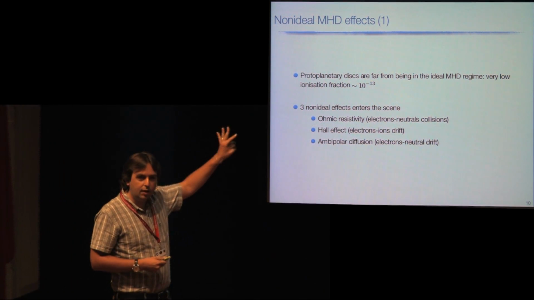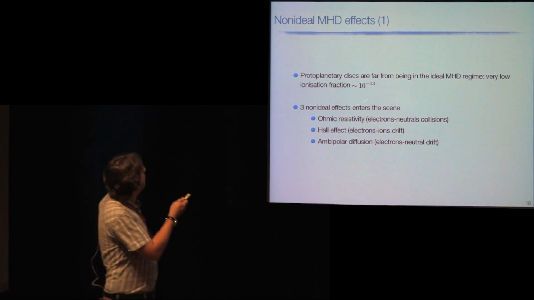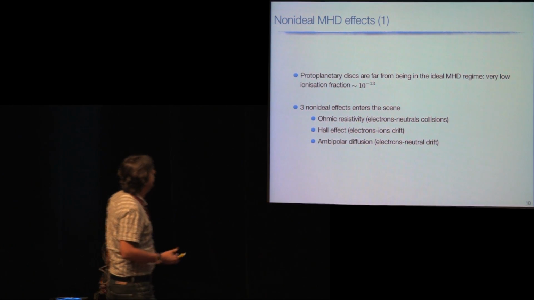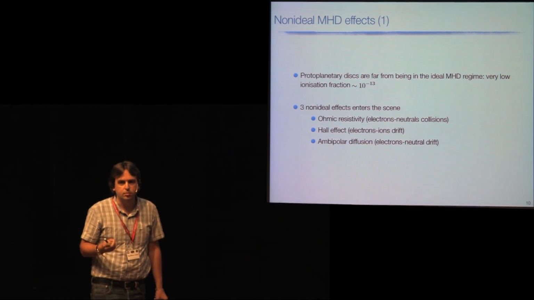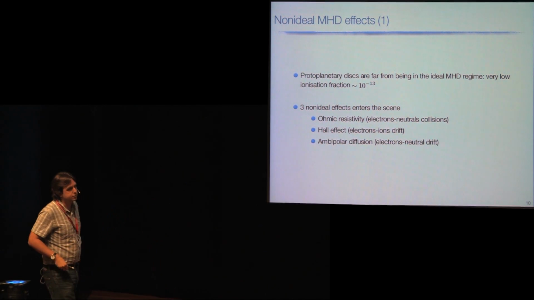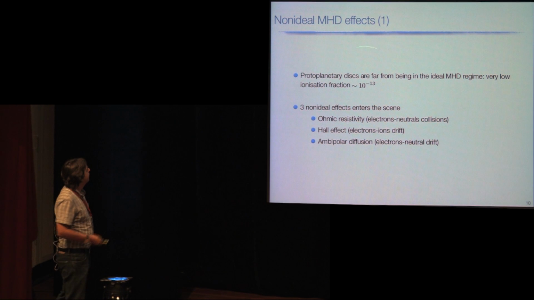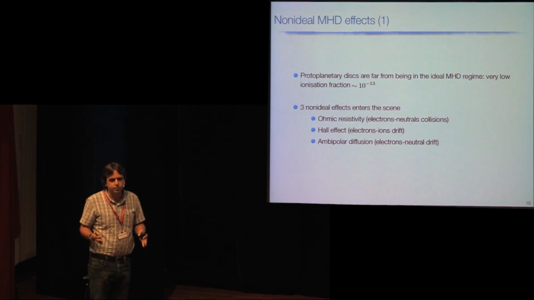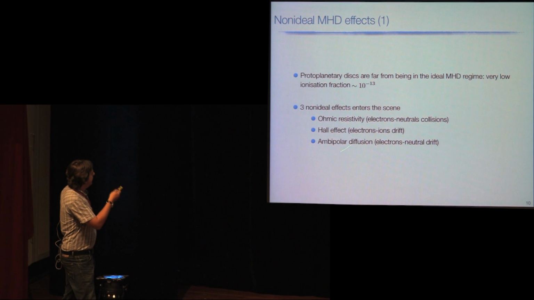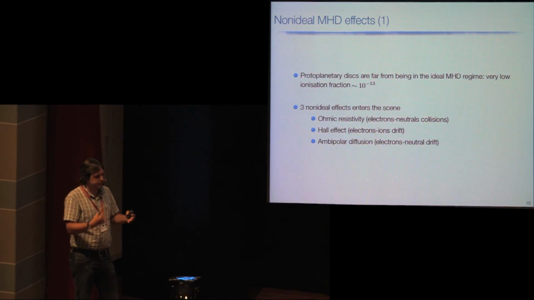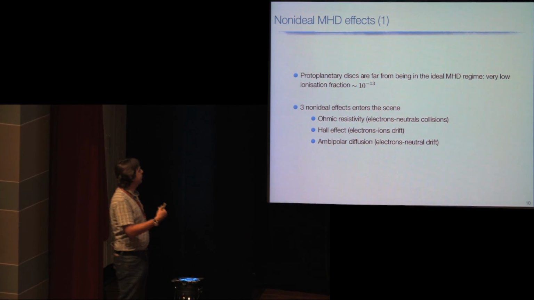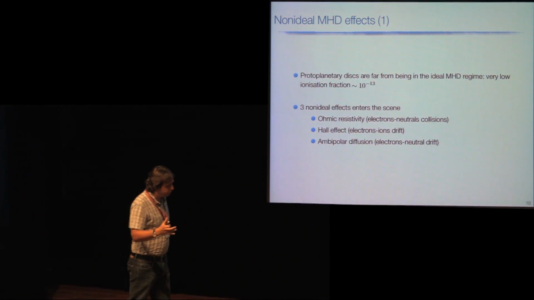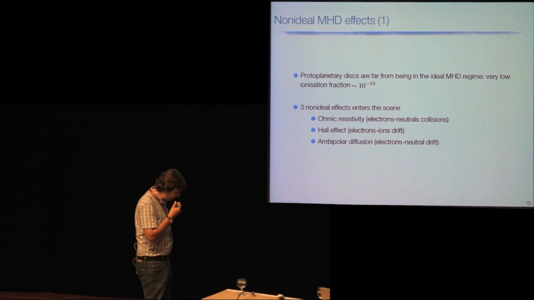So why are these things important? They are important because the ionization fraction in the bulk of the disk is typically about 10 to the minus 13. That's very small, and these effects are very important in this situation. So what are these? Ohmic resistivity is essentially the collision between electrons and neutrals. Hall effect is associated with the drift between your ions and your electrons. And ambipolar diffusion is the drift between neutral species and the charged species.